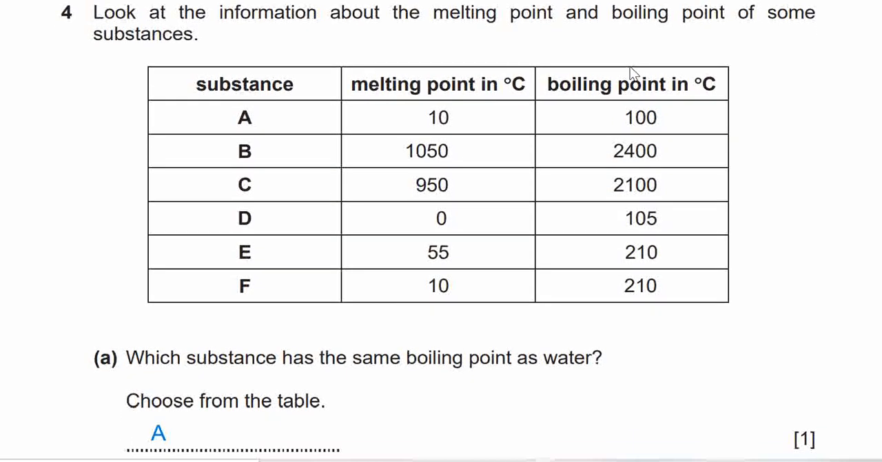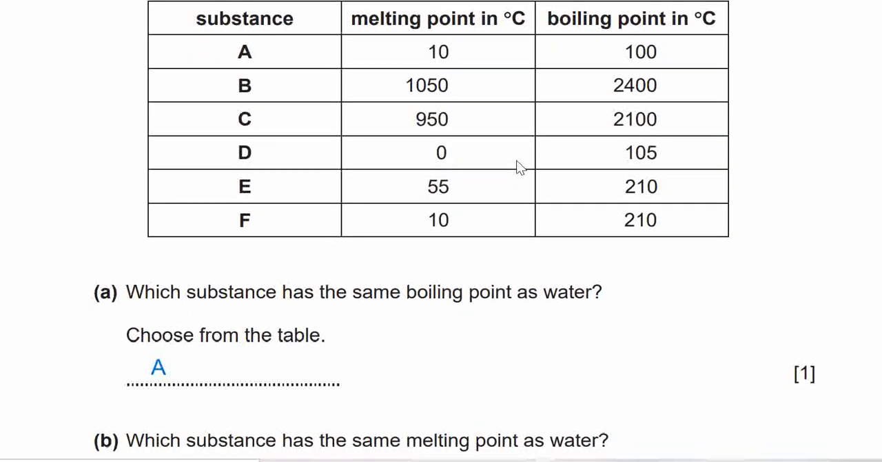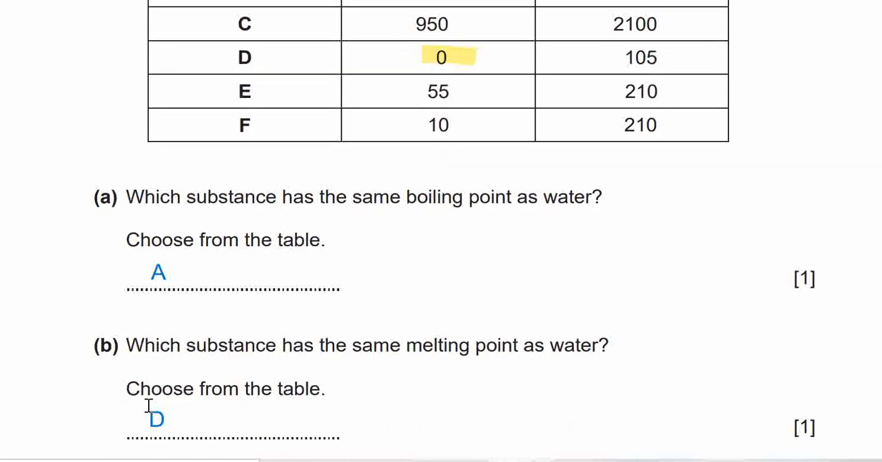Now let's move to question B. Which substance has the same melting point as water? We know that water melts at 0 degrees Celsius, so it should be D. The answer should be D.